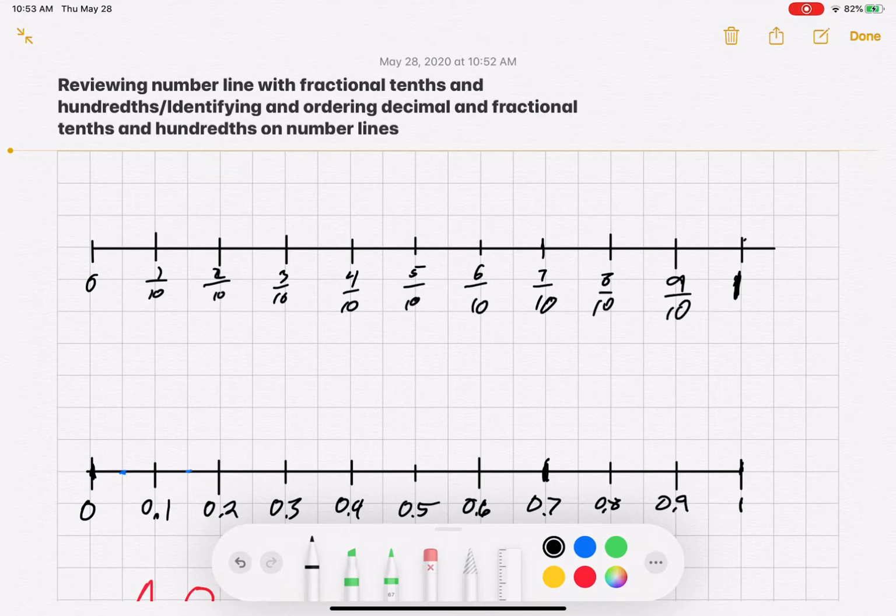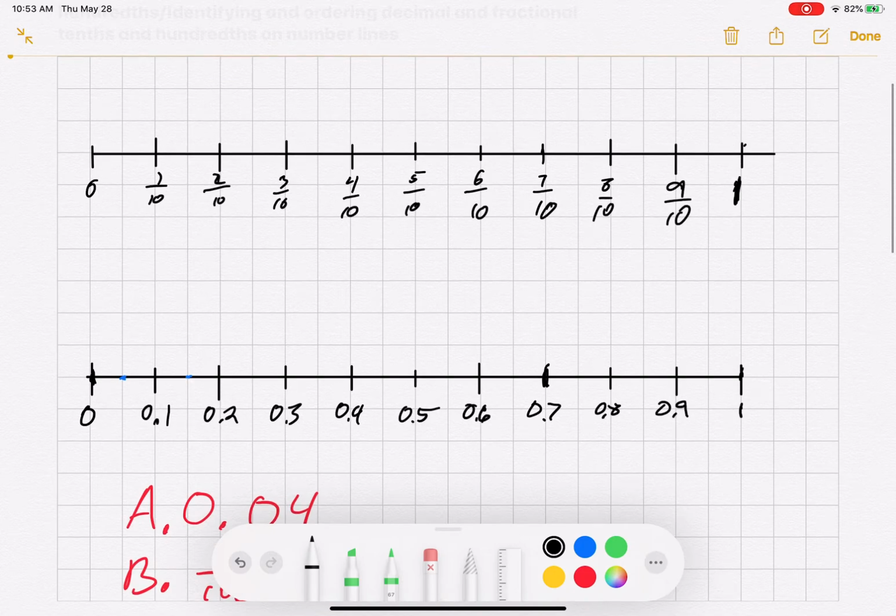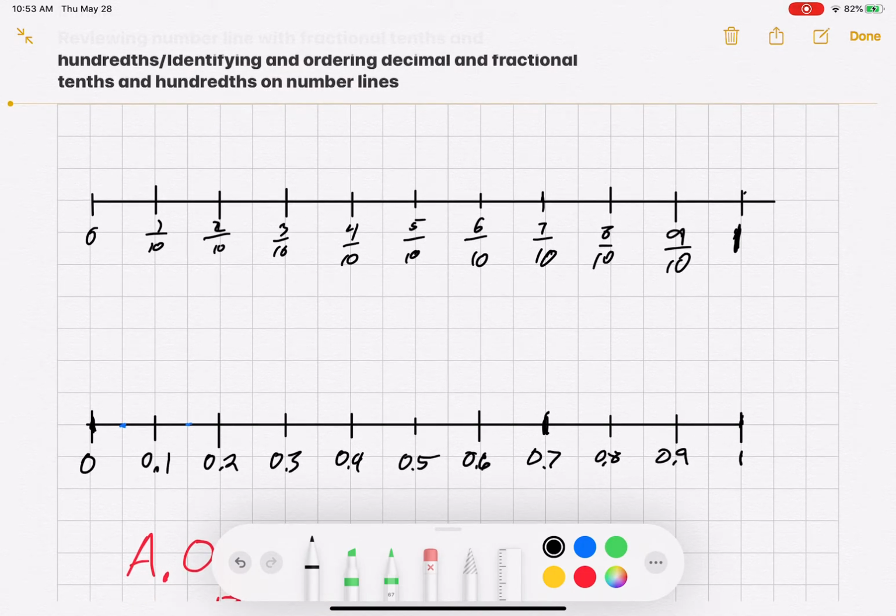Reviewing number line with fractional tenths and hundredths, and then identifying and ordering the decimal fractional tenths and hundredths using the number line. So if we're looking at this number line here, the first one, if we're just going to say the fractions, this is 0, 1/10, 2/10, 3/10, 4/10, 5/10, 6/10, 7/10, 8/10, 9/10, and then 1 whole. 1 whole could also be written as 10/10 because that whole entire fraction of the whole is being used.